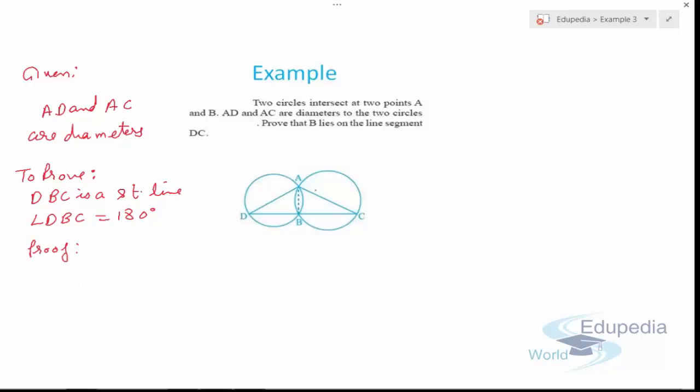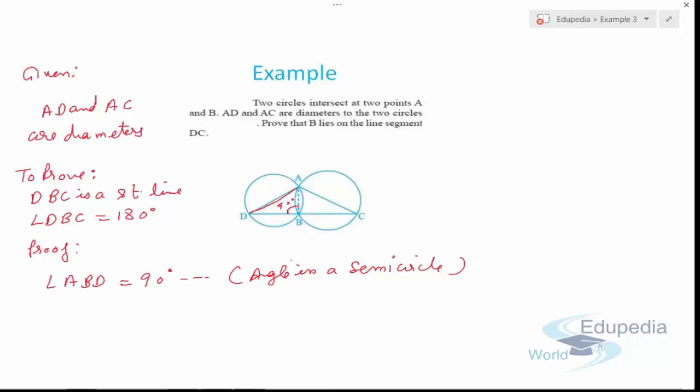Now since it's given that AD is a diameter, we can say that angle ABD is 90 degrees. Why? Because it is an angle in a semicircle, right? So if AD is a diameter, then this angle is 90 degrees, angle in a semicircle.